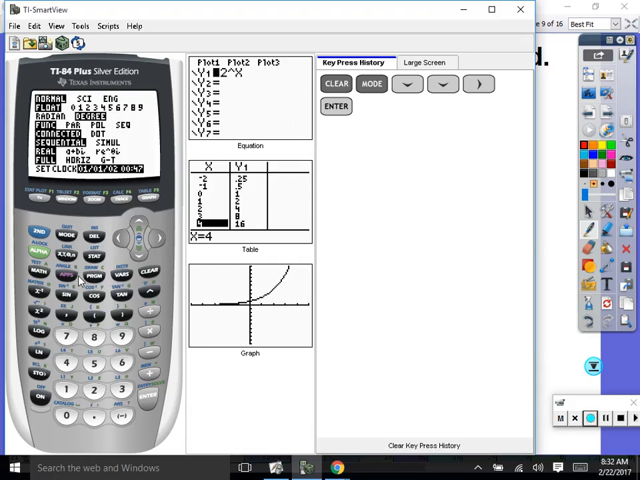Now, the nice thing is you can leave it in degree mode for mostly all other math. It won't really affect it. But you've got to make sure that if you're ever calculating something and trying to find a degree measure, or calculating something with a degree, it's in degree mode. So hit enter, and second quit.